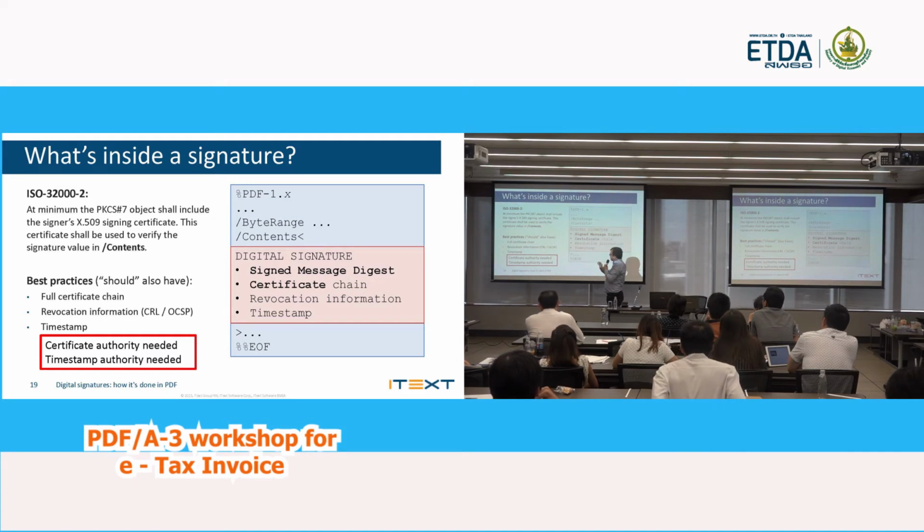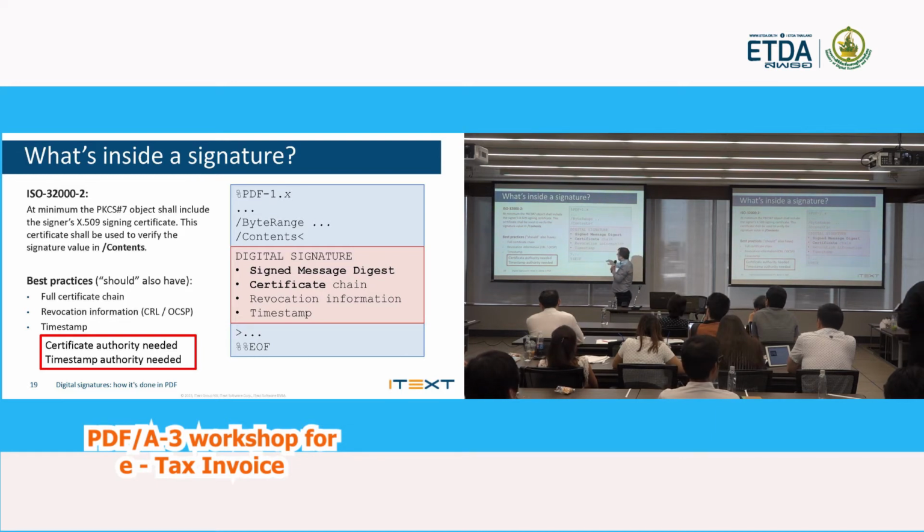So a shall: if you say it shall have the signed message digest and it shall have the certificate, and it's not there, you're in violation with the spec. If it says you should have the certificate chain, you should have the revocation information, you should have the timestamp, and you don't have these, you're not in violation with the PDF specification, but it's better to have these anyway.